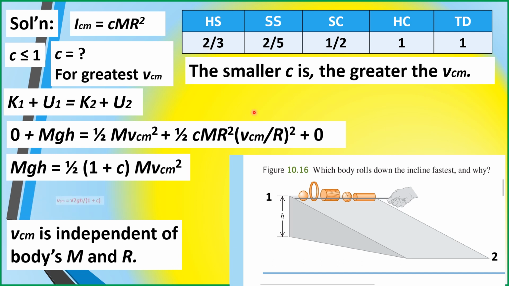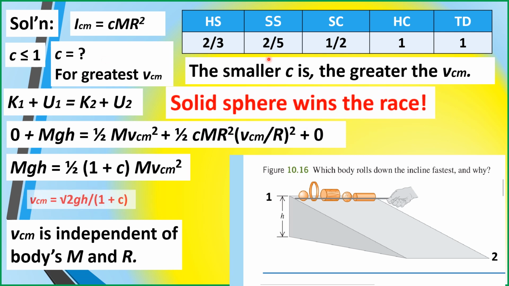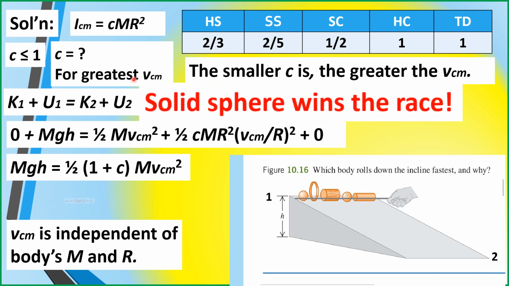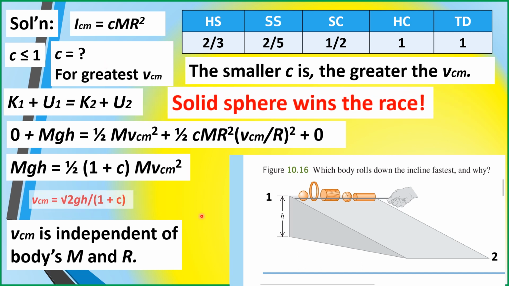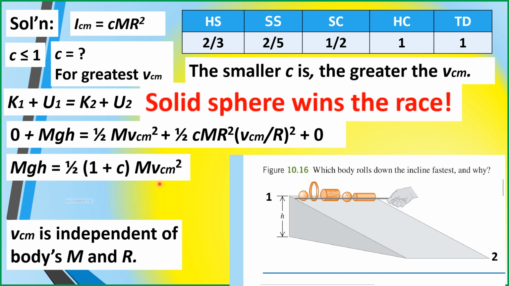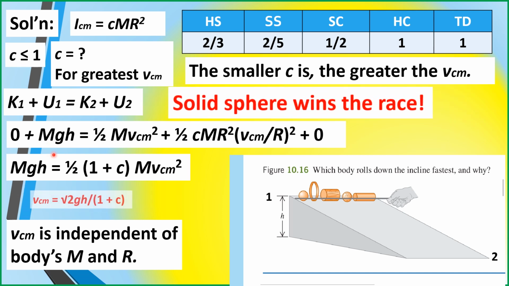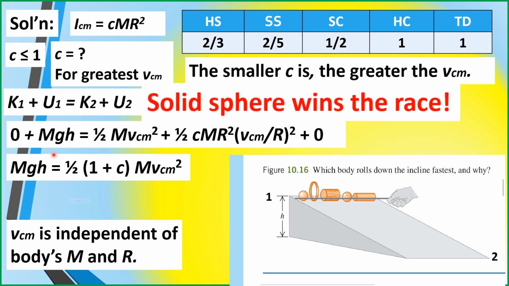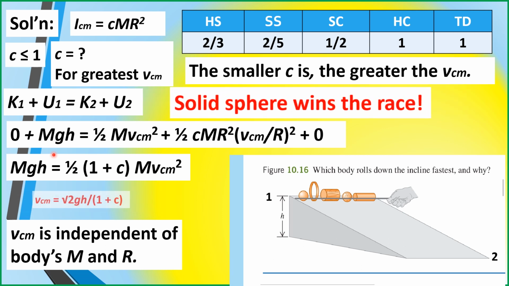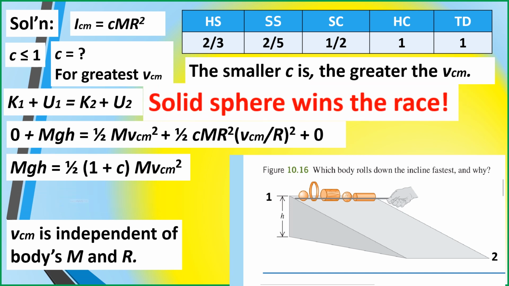So our answer is also based on the concept of conservation of angular momentum, which says that if the angular momentum is conserved, meaning if it is constant, the object which has the smallest moment of inertia, in this case the solid sphere, will acquire the greatest angular speed, and therefore the greatest translational speed of its center of mass. So that's it. We were able to answer the question already.